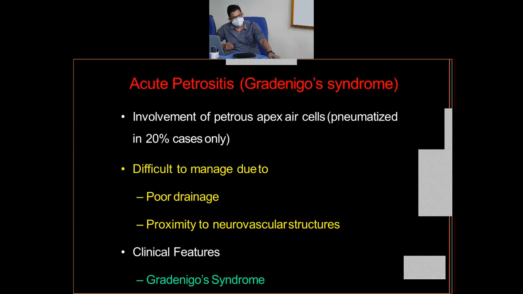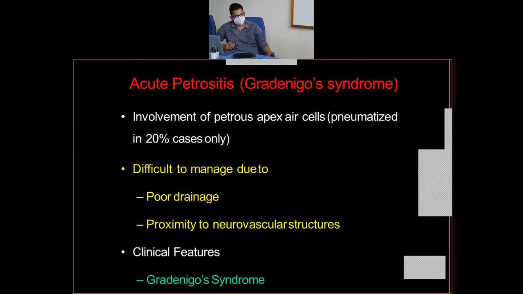So the clinical feature, you have to mainly know what it is. That is Gradenigo syndrome. You don't have to memorize Gradenigo syndrome, because you can easily remember it, as long as you understand how it is happening.